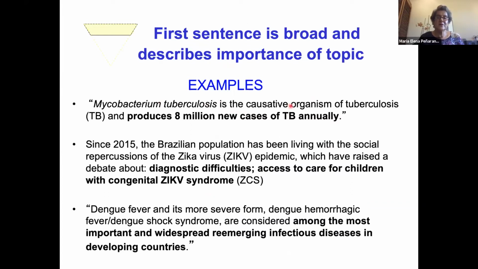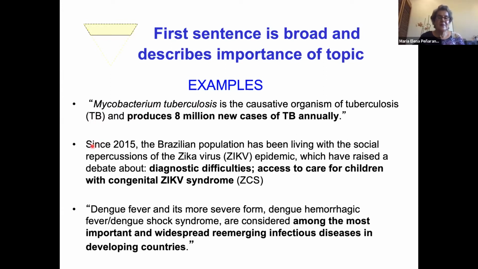Mycobacterium tuberculosis is the causative organism of tuberculosis, and produces 8 million new cases of TB annually. So that's very general, but it has to have that 8 million, it has to have a reference. You cannot just get it out there because you hear it all the time. And here you're introducing the abbreviation. So for the first time, you mentioned Mycobacterium tuberculosis is the cause of tuberculosis, and you're going to refer to tuberculosis as TB. Always first describe it at length and then use the abbreviation from then on.